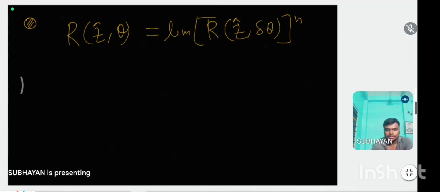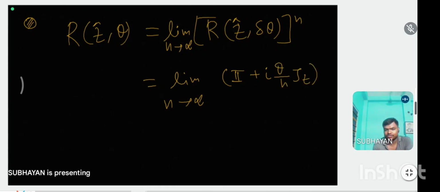And of course this n should be very high. So after successive infinitesimal rotations, we will find some finite rotation of theta. And here you can put R of z, theta, which is (I plus I delta theta)... delta theta means theta by n into Jz, to the power n. And as n tends to infinity, it will yield some exponential series.